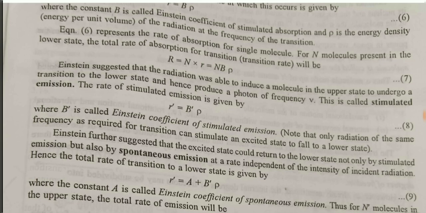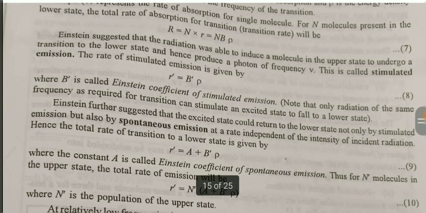Einstein suggested that the radiation was able to induce a molecule in the upper state to undergo a transition to the lower state and hence produce a photon of frequency nu. This is called stimulated emission. The rate of stimulated emission is given by R dash is equal to B dash p, where B dash is called Einstein coefficient of stimulated emission. Note that only radiation of the same frequency as required for transition can stimulate an excited state to fall to a lower state.